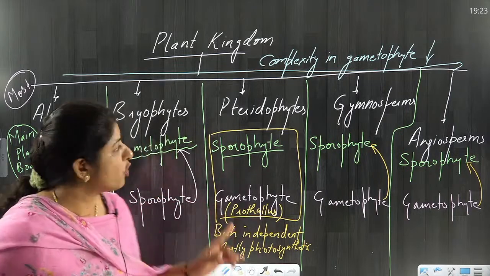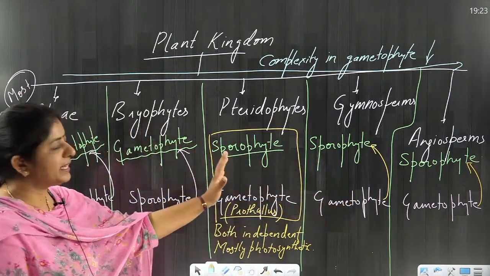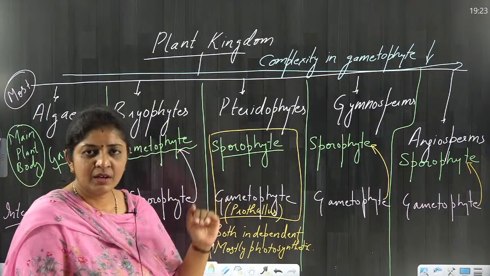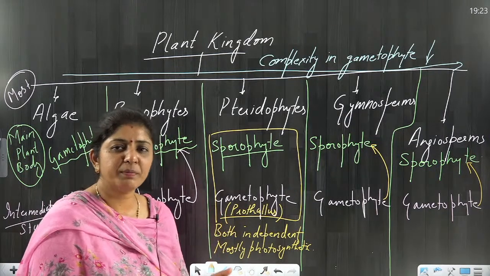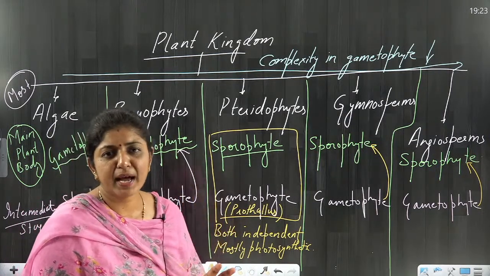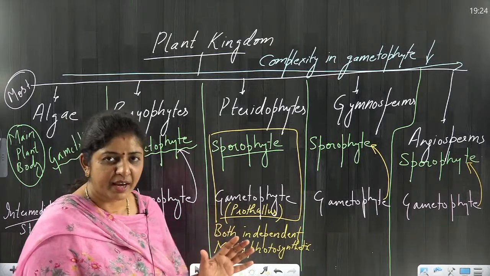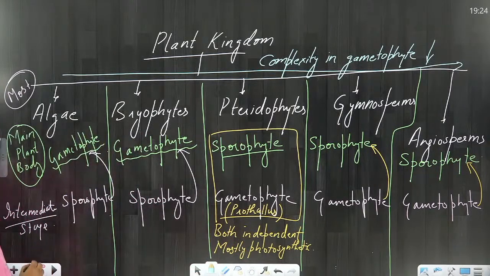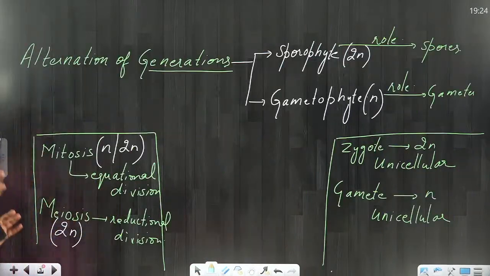So I repeat, from Alga to angiosperm, the complexity of gametophyte will decrease, whereas complexity of sporophyte is going to increase, fine. So keep these points in your mind, only then you can understand the life cycles, right? Let me take the previous slides even. So what we have discussed in the beginning, keep that in your mind.